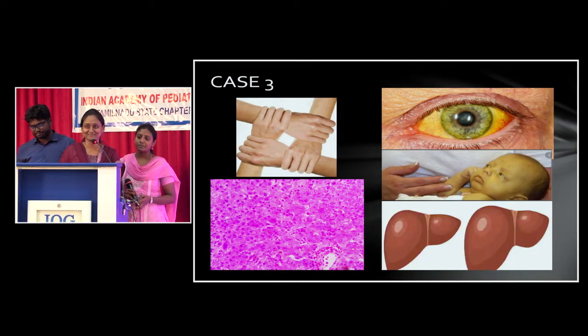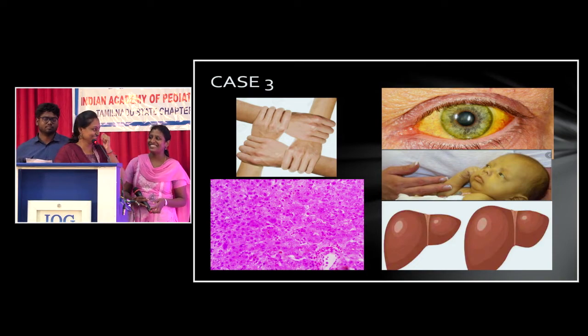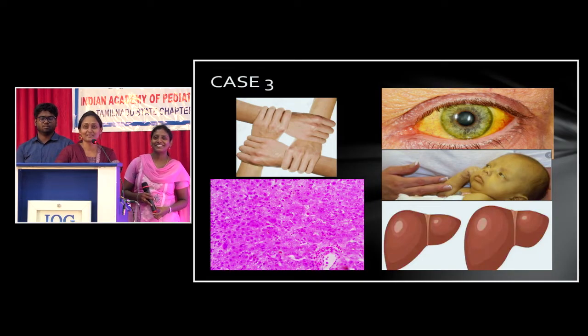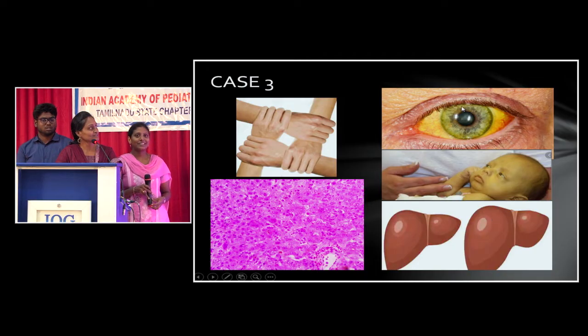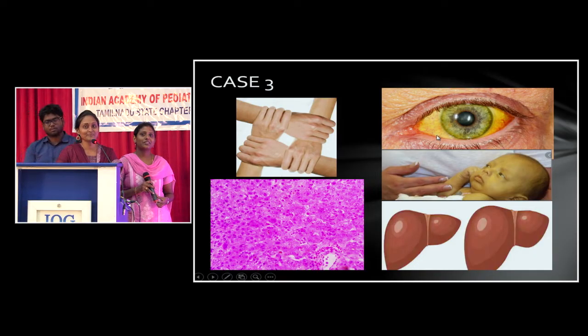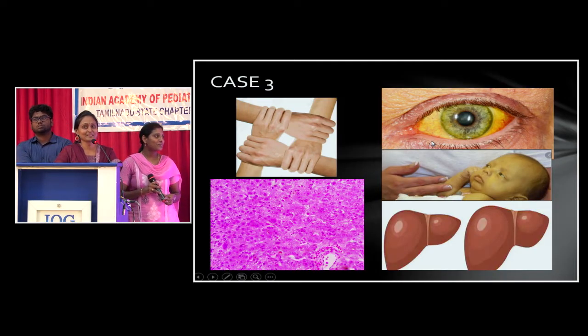Case 3, team C. This is a newborn. What is this? Yellowish discoloration of the eye. It's a little bit difficult question because of the histology, so I'll give clues to find the case. What is this?